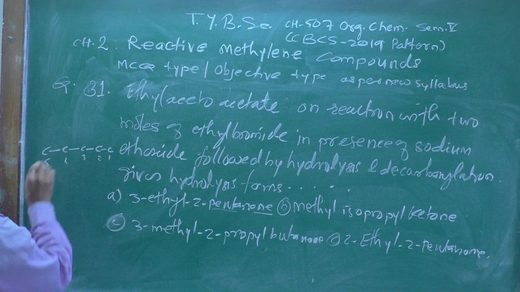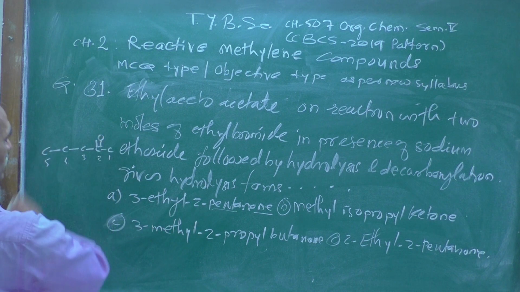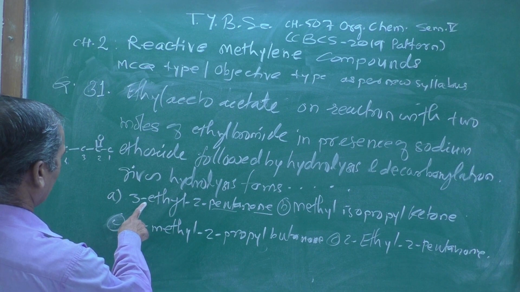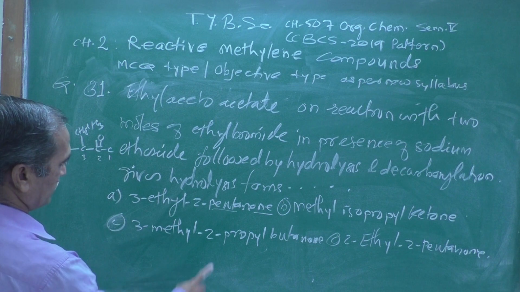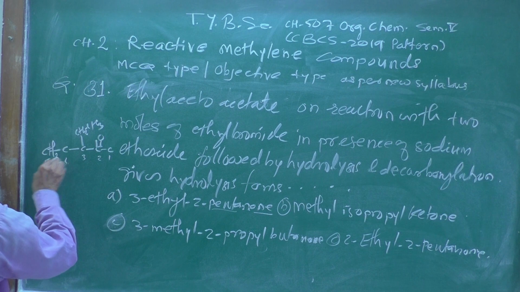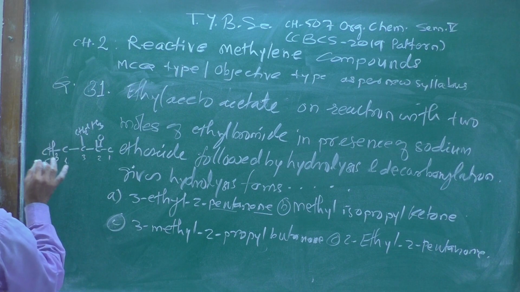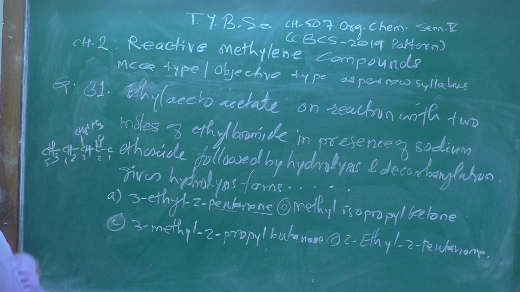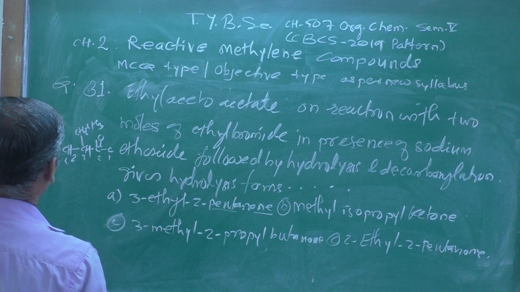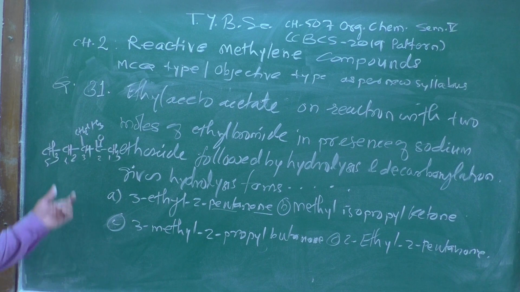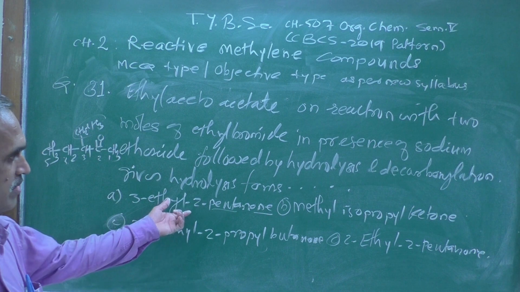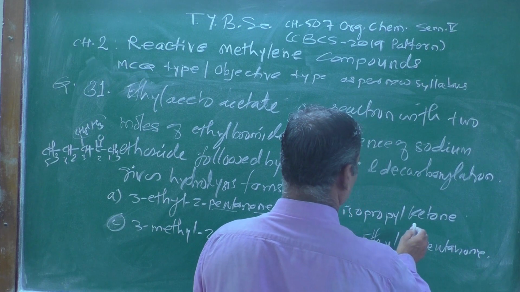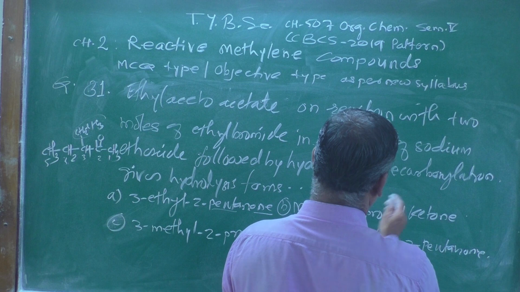1, 2, 3, 4, 5. At 2 position there will be a carbonyl group. At 3 position there is an ethyl group, means here CH2 CH3 group, and the rest you can fulfill by attaching the appropriate number of hydrogen atoms. Here CH3. This is the structure of 3-ethyl 2-pentanone, and this is the correct IUPAC name. And methyl isopropyl ketone, methyl isopropyl ketone.